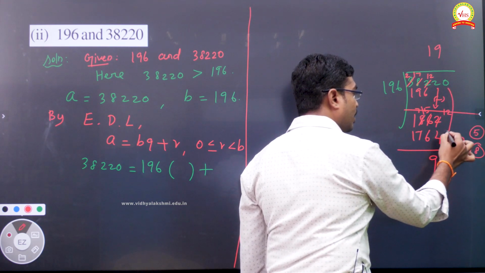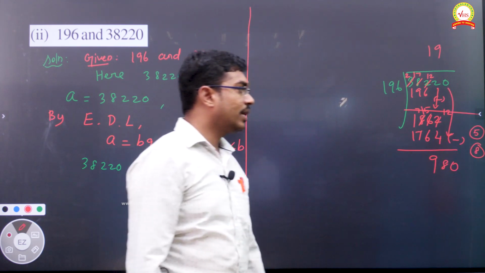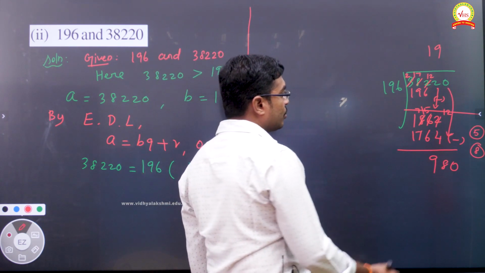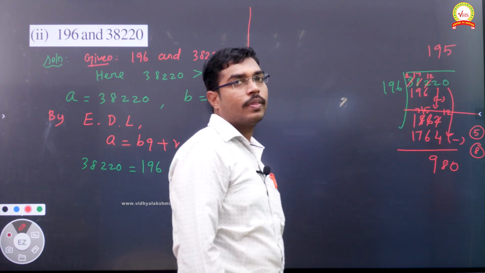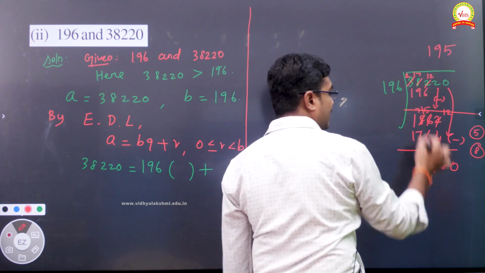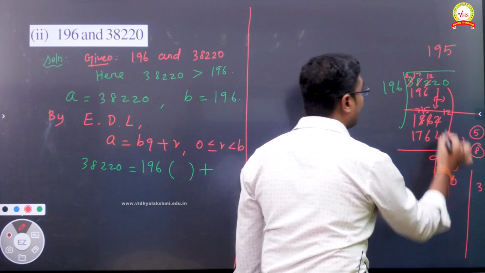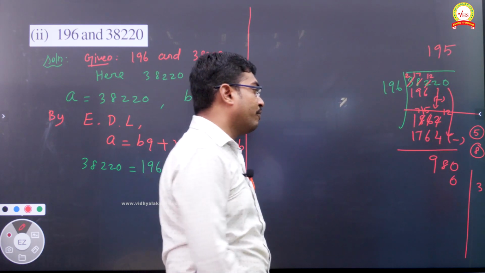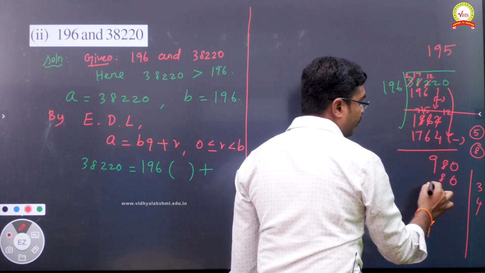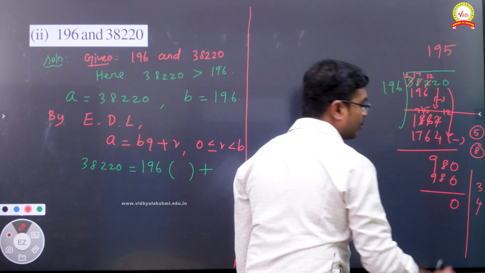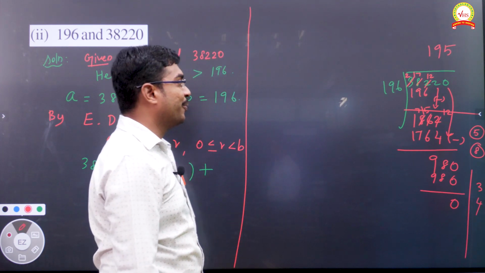So the next digit comes down: 980. So here 6, here 0. So the quotient is 5. Okay, check it. 5 6s are 30. Remainder is 3. 9 5s are 45. 45 plus 3, 48. Remainder 4. 1 5 is 5. 5 plus 4, 9. So the remainder comes 0.